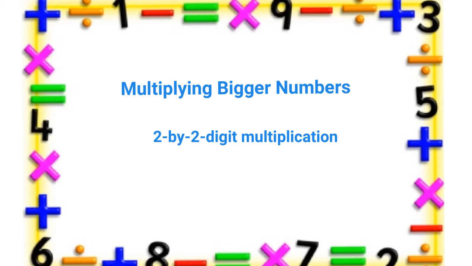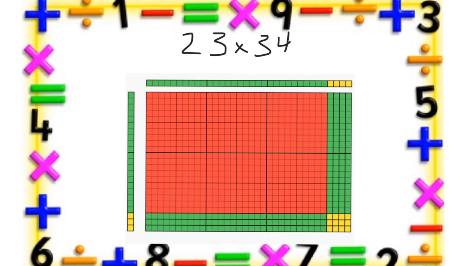In this video, we'll be going over how to multiply two two-digit numbers by each other. First, we'll go over the problem 23 times 34 using a couple different strategies. The first strategy is to use pictures or virtual or actual base 10 blocks.